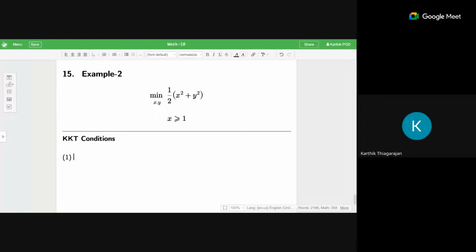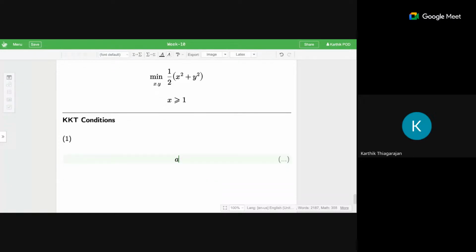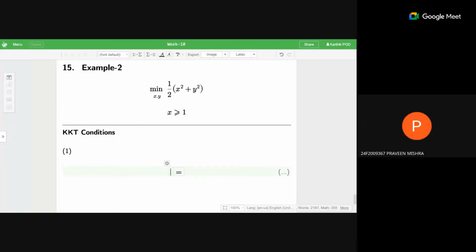We'll start with the first condition, the stationarity of the Lagrangian. Now, what will stationarity of the Lagrangian give us? How many equations will it give us? Two. So what will the first equation be? x equal to 0. Okay, what about the constraint? x plus 1. Okay, lambda. So let's first write down the Lagrangian, right?